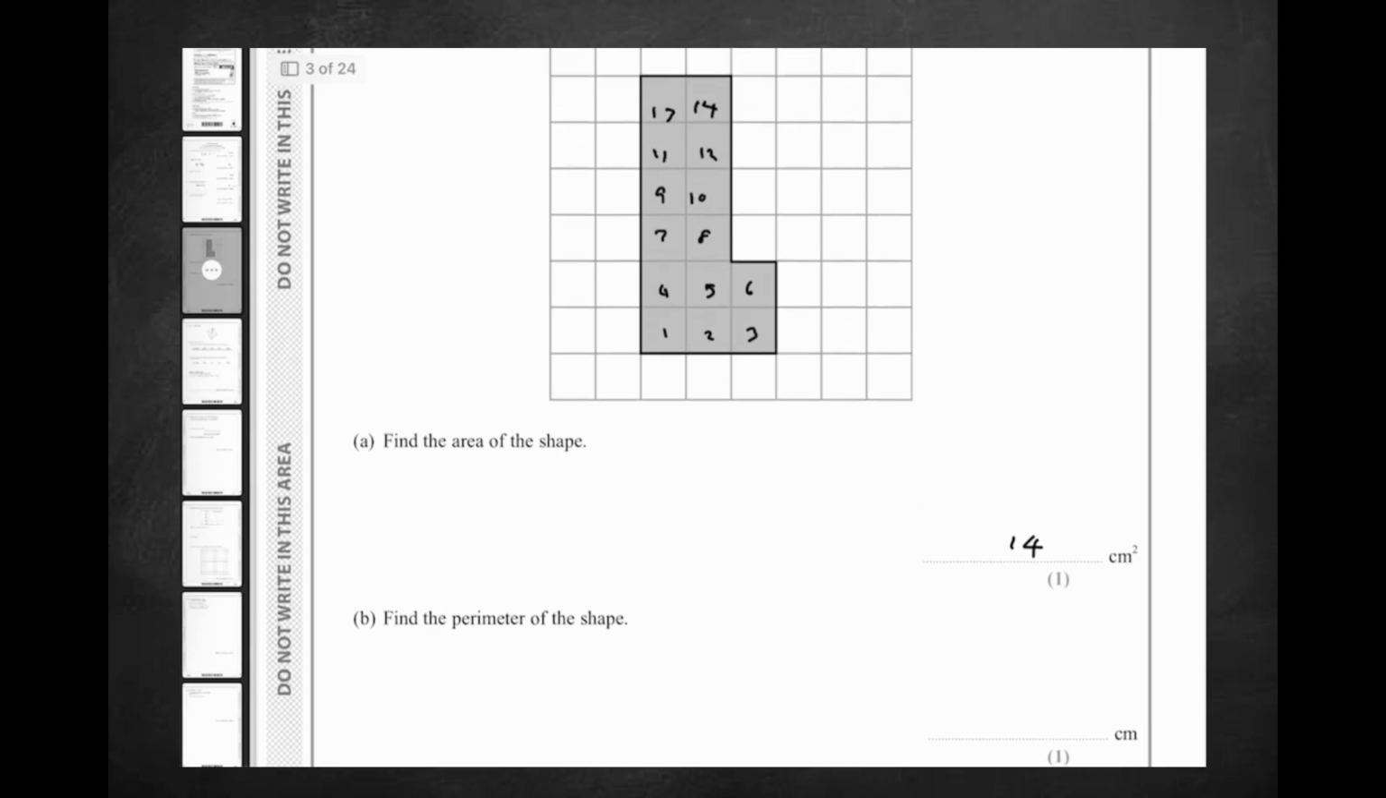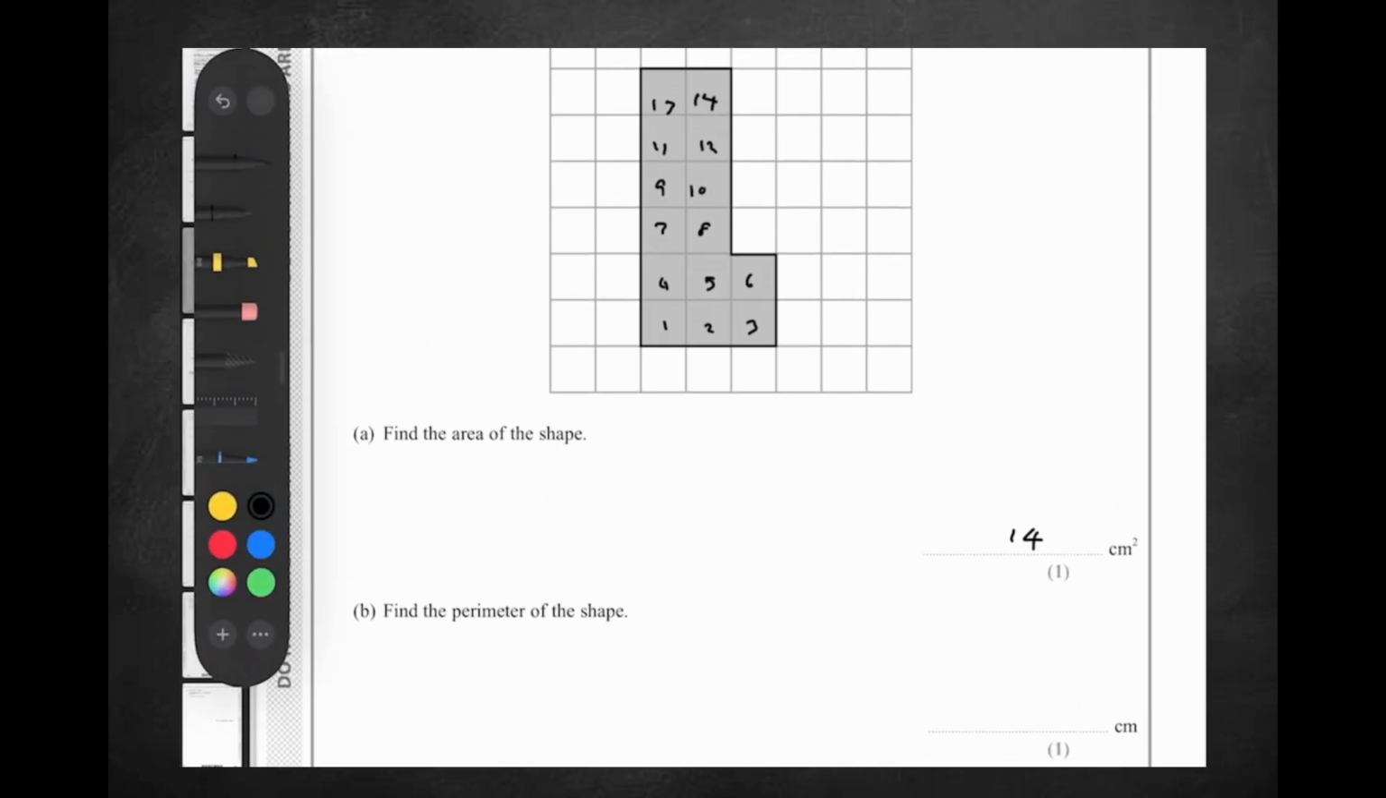And part B, find the perimeter of the shape. We can do that by just counting the lengths of the outside. So we have 3 here, 2, 1 here, 4 there, 1, 2, 3, 4, 5, 6 here, and 2 here, and we just need to add all those up. So that's going to be 3 plus 2 plus 1 plus 4 plus 2 plus 6, and that gives us 18 centimetres.